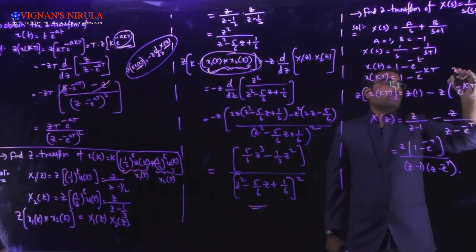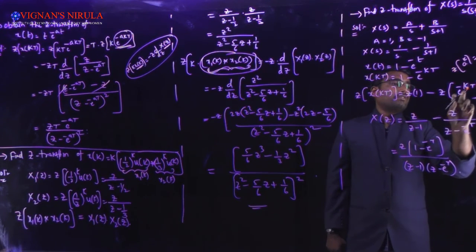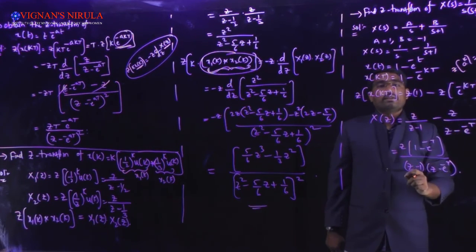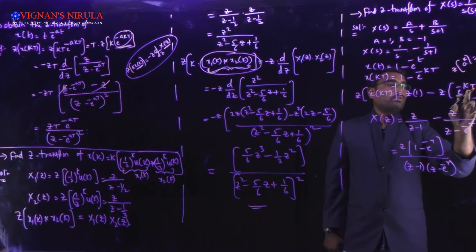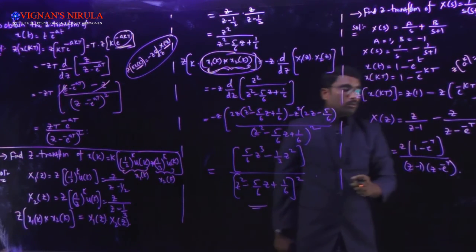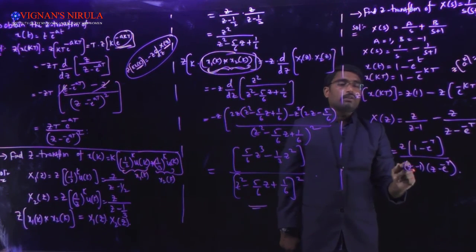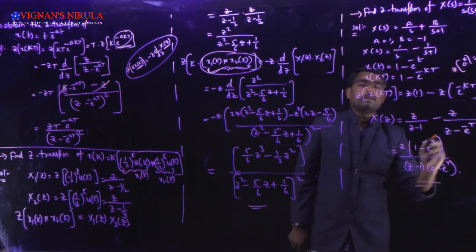We know that the Z transform of a power k is z by z minus a already. Now it is the Z transform of e power minus t whole power k. That means in the place of a, we now have e power minus t. So z by z minus e power minus t. Now by simplifying this, it is z into 1 minus e power minus t by z minus 1 into z minus e power minus t.